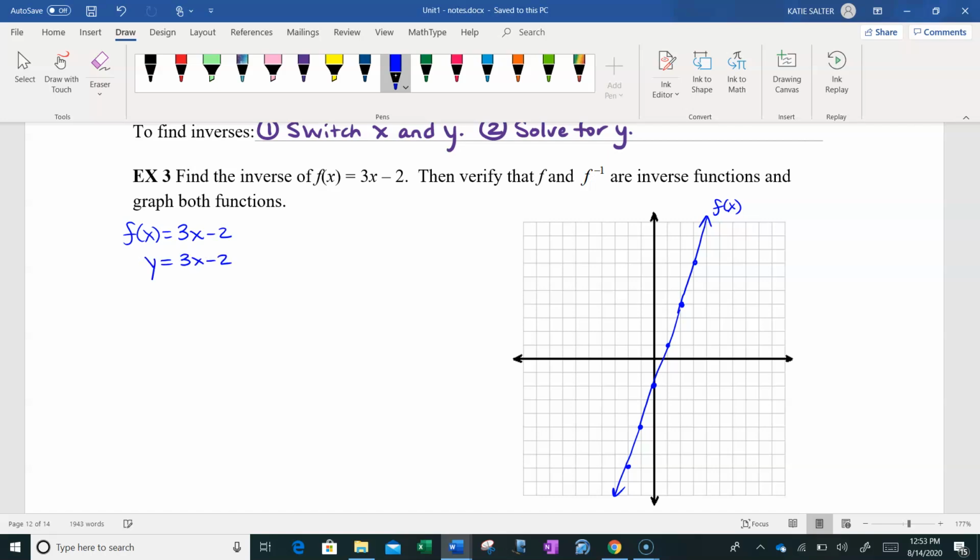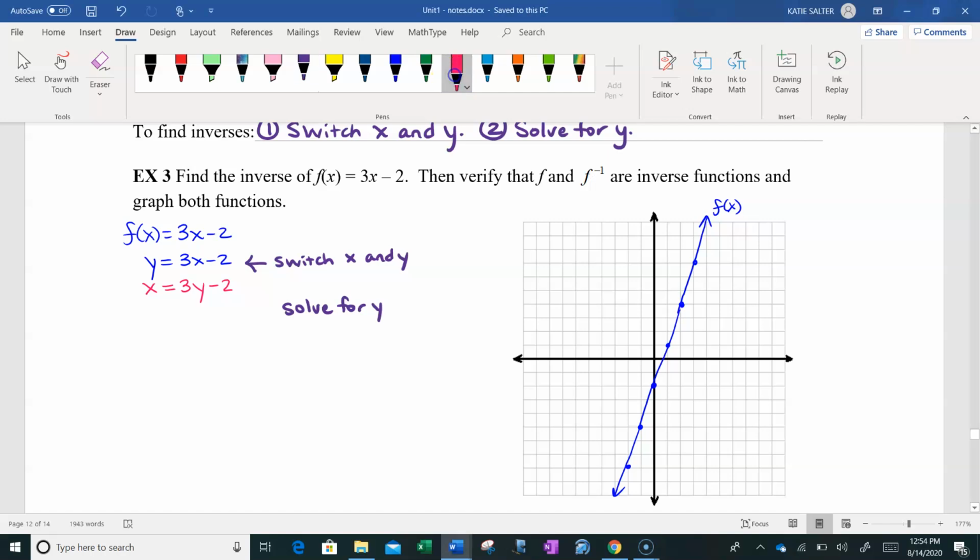It just makes it easier as we're working it out. All right, so the step right here is we're going to switch x and y. So wherever we see y, we're going to put x. Wherever we see x, we're going to put y, because that's the whole idea of an inverse. And then once we do that, we're going to solve for y.